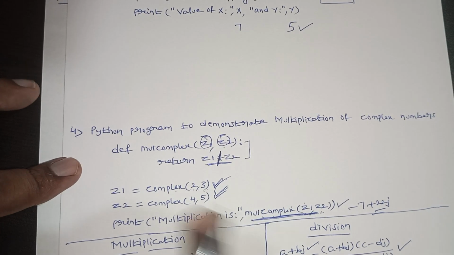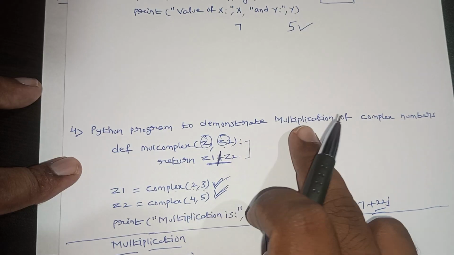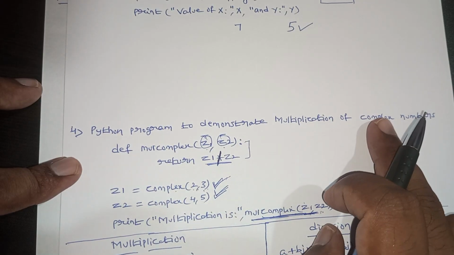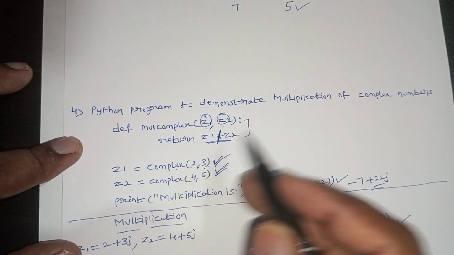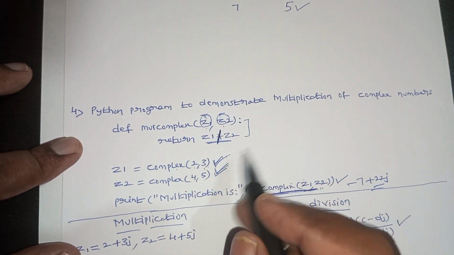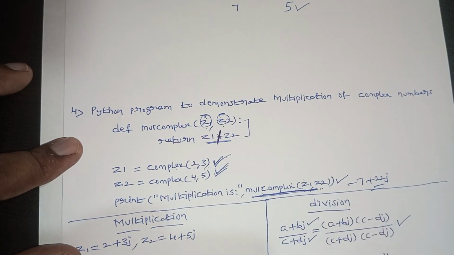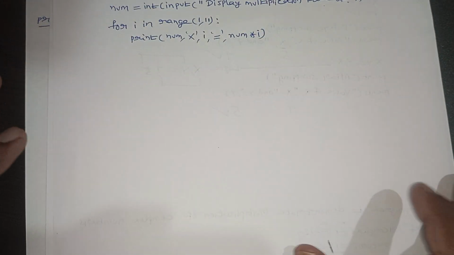That is the Python program to demonstrate multiplication and division of complex numbers. This is a separate program. For division you write a separate program, but simply write division in the place of multiplication. That is all about complex numbers in the Python program.